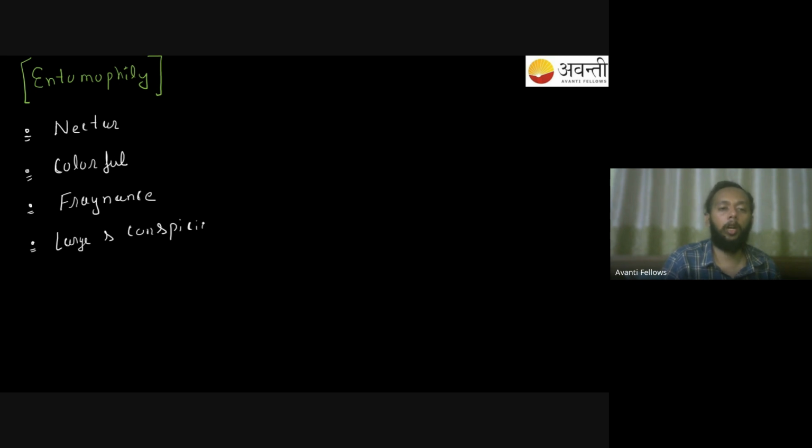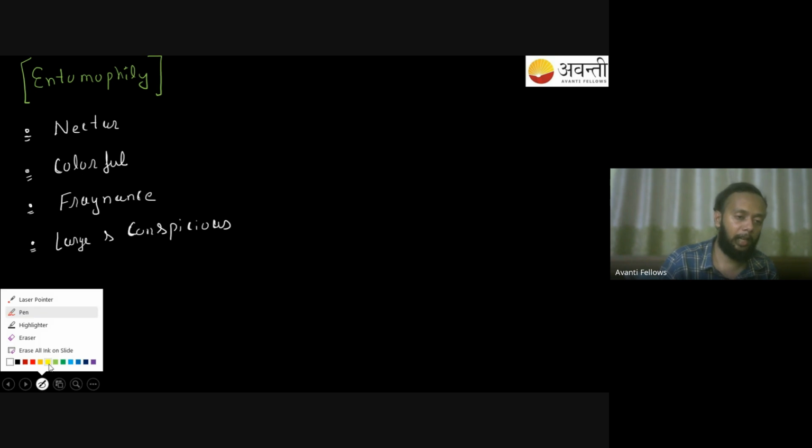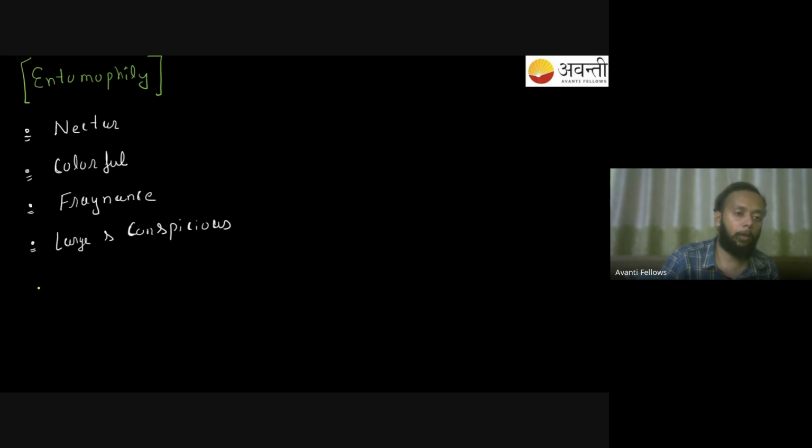Conspicuous means you can actually observe them. You can actually clearly see them. So that's something you'll get to see in the entomophilous flower, right? Then, along with that, what are the other things I'll get to see in this? I will find some of the flowers will have a landing site.